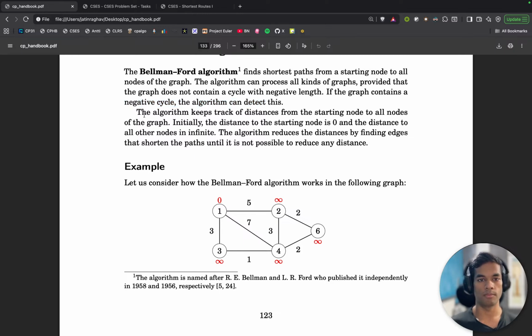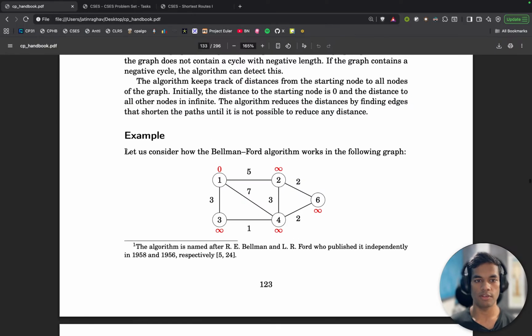That makes sense. The algorithm keeps track of distances from the starting node to all the nodes of the graph. Initially, the distance to the starting node is 0, and the distance to all other nodes is infinite. The algorithm reduces the distance by finding edges that shorten the paths until it is not possible to reduce any distance. That would make more sense, I guess, after we see some examples.